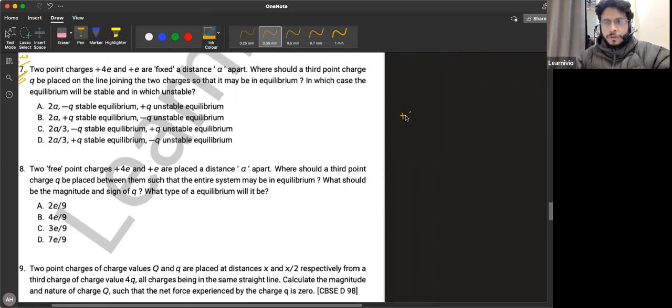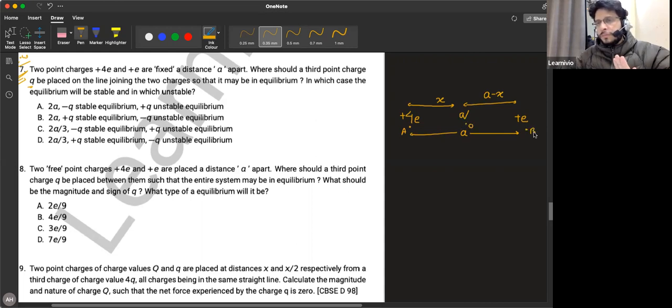So you have a charge plus 4e, then you have a charge plus e. Both the charges are at a separation a apart. This is the line joining the two charges. So you need to place a charge Q on the line joining the two charges. Let's say you place a charge Q here. From the first charge, the separation is x. From the second charge, the separation is a minus x. Let's call this point A, this point O, and the other point B. Let's say it's a positive charge. The question says this charge is in equilibrium.